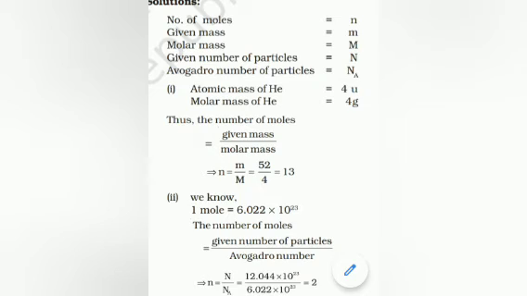So the given mass is 52 and the molar mass we know is 4. So dividing, we get 13. So 13 moles are present in 52 grams of the given helium substance. Now next, we know that 1 mole is Avogadro's number. The number of moles is the given number of particles upon Avogadro's number. So the given number of particles is 12.044 into 10 to the 23, divided by Avogadro's number, 6.022 into 10 to the 23, and it is 2. So we got the approximate answer 2. So the number of moles present is 2.